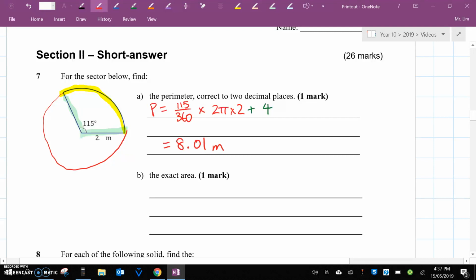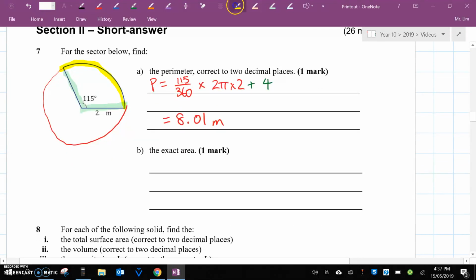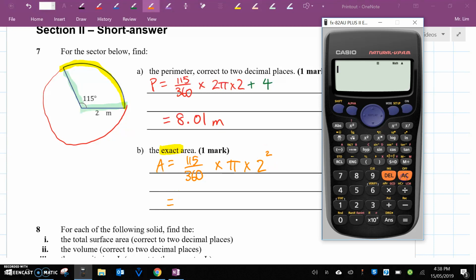The exact area. Because the question says exact, we're going to leave it in terms of pi. Pi because this is related to a circle. So area is equal to a fraction of a circle, or in this case 115 out of 360 is the fraction, times pi r squared. Except what is the radius? Well, the radius is 2. So I'm going to times it by 2 squared. Let's put that in the calculator.